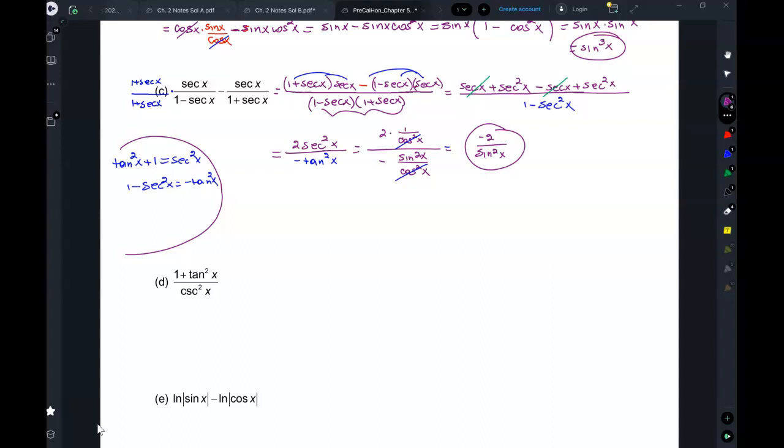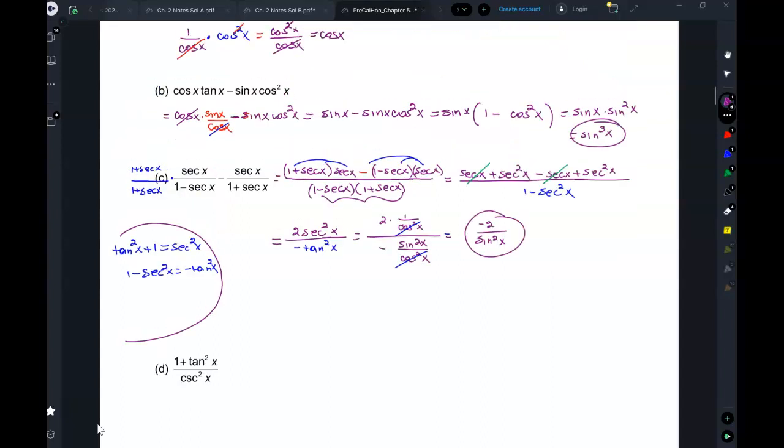Why do you have to switch from 2 secant squared x over negative tangent squared x? Because we agreed that for it to be simplified, it has to be in terms of sine and cosine. And then we get to this one. If this is supposed to be a fun one, what are the other ones supposed to be? So for the next one, you know how we have 1 minus secant squared, that's negative tangent squared.